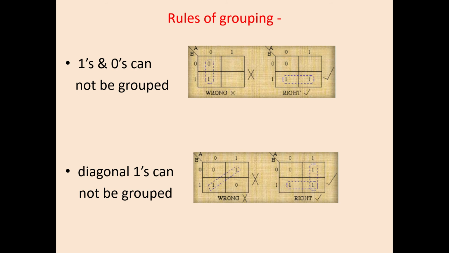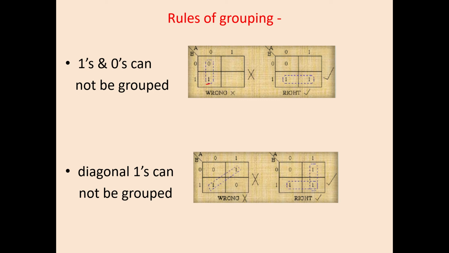Now we will see the rules of grouping in K-map. So once there is an expression, as the min term is present, we will represent that min term by 1 in the cell. And this number of ones we can group together to minimize the expression. So here are the rules for grouping the ones in K-map.